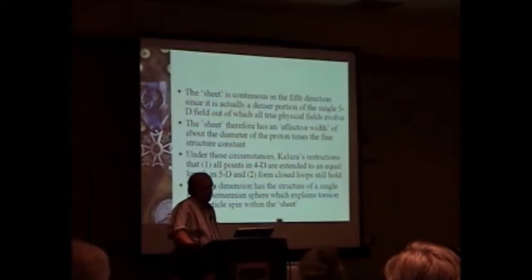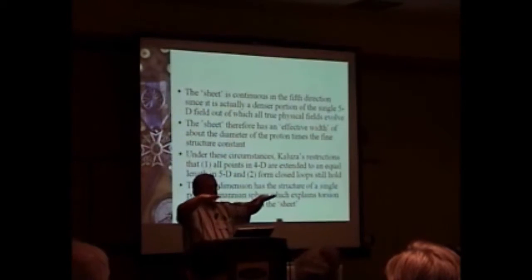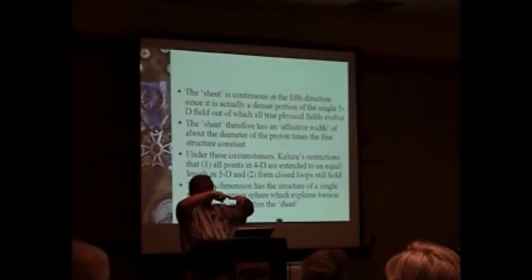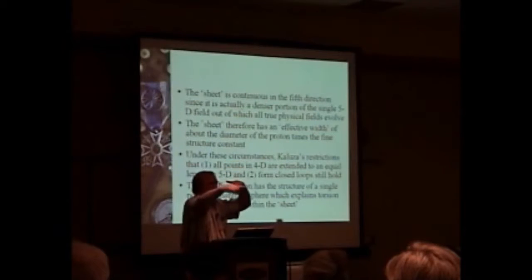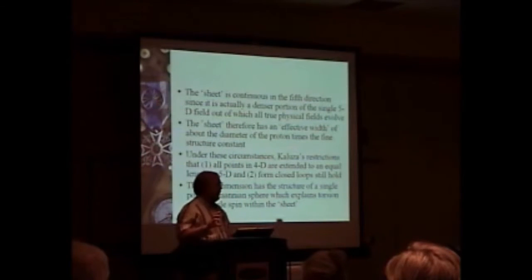Under these circumstances, Kaluza's restriction is that, one, all points in the 4th dimension are extended to an equal length in the 5th direction, and they form closed loops. So if you imagine our 4-dimensional space-time is a sheet of paper, each point of 4-dimensional space-time stretches around, comes back to the bottom of the sheet, so you have a closed loop, and all the loops are of equal length. That is Kaluza's 1921 theory. Those are the only restrictions he put on it.